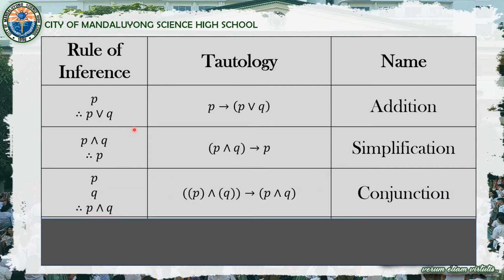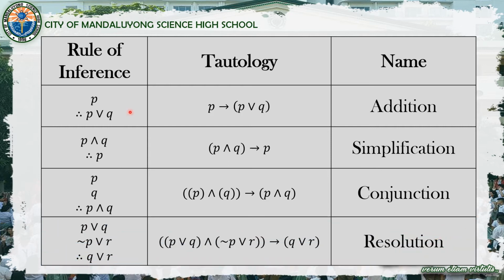Next, we have for the conjunction naman, we have P, Q as the premises, therefore P and Q for the conjunction. Same process lang din if you want to verify for the tautologies. And then lastly, we have here P or Q, not P or R, therefore Q or R. And then this is the tautology, and it is known as the resolution.